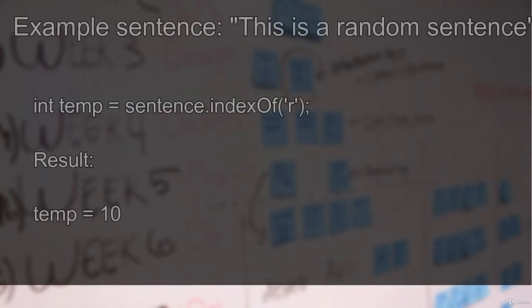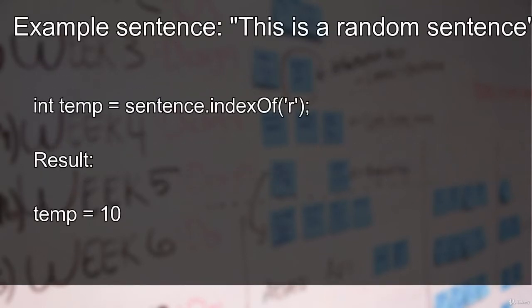Int temp equals sentence.indexOf, open brackets, and then you'll have single quotation marks because it's a char, and inside the letter R, close bracket, semicolon. What this will then do is scan through the sentence variable, look for the first R, and then return an integer using the numbering system.